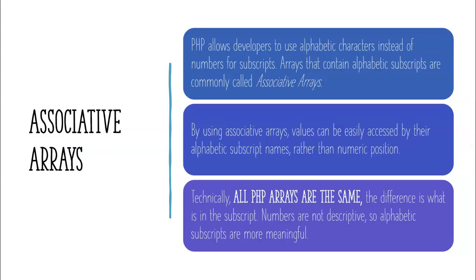PHP allows developers to use alphabetical characters instead of numbers for subscripts. Arrays that contain alphabetic subscripts are commonly called associative arrays. By using associative arrays, the values can be easily accessed by their alphabetic subscript names rather than numerical position. Technically, all PHP arrays are the same. The difference is just what is contained in the subscript. Numbers are not very descriptive, so alphabetic subscripts are more meaningful.